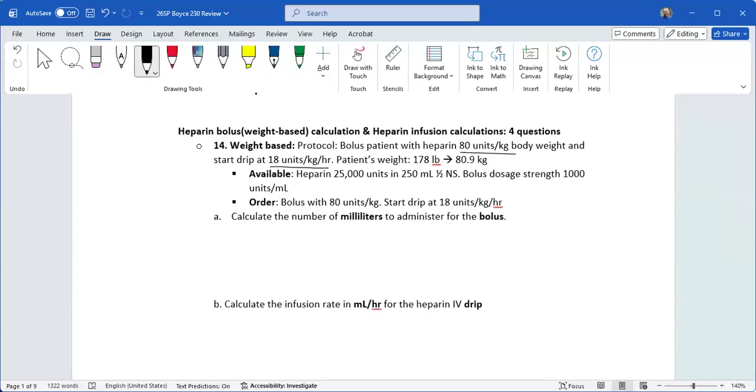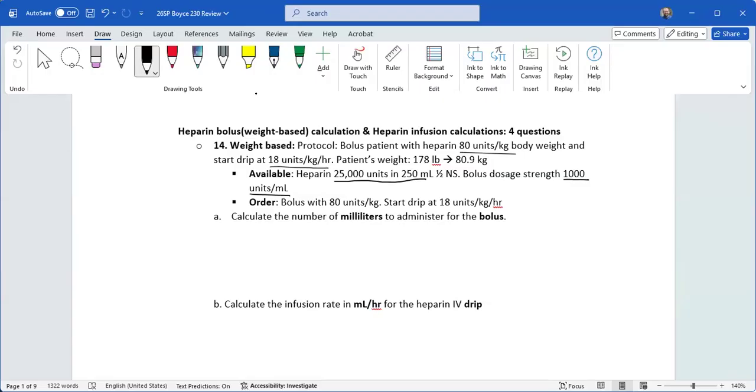Anyways, in this scenario, we're given our protocol. This is our order. We're going to bolus the patient with 80 units per kilogram, then start an infusion rate at 18 units per kilogram. It gives us the patient's weight. It's also going to give us what's available, and what's available is 25,000 units in 250 milliliters of half normal saline. So that's our IV. We also have a bolus dose strength of 1,000 units per milliliter. So we need to know both of those pieces of information in order to answer this question.